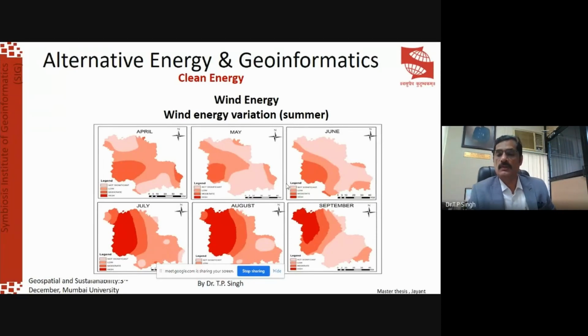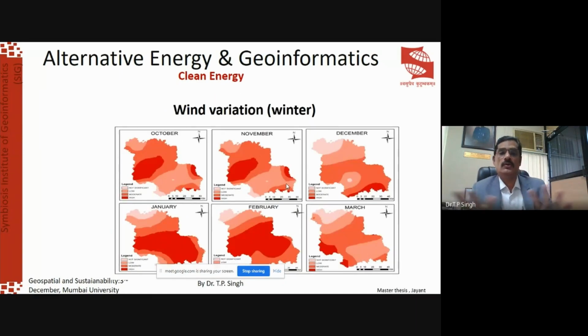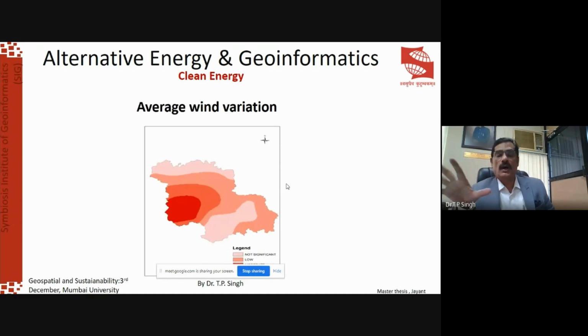This paper we have published with our student in a very high ranking journal, Renewable and Sustainable Energy Reviews, which has an impact factor of almost 14.5 nowadays, and the CiteScore goes up to 30. You can find out what the velocity was in winter, what it was in summer, and what the direction was, and all these things are put on the geospatial platform to also find the average wind variation of the Rajasthan region.